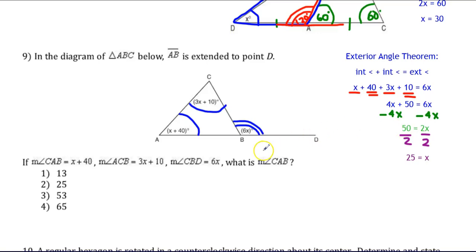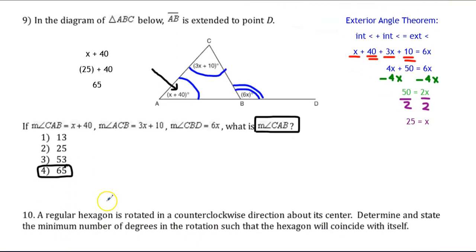All right, so I should be able to go over to, wait a second, it's not asking for the measure of x or the value of x. It's asking for what is CAB. And you know that CAB is this angle here, x plus 40. So we're going to substitute the value of x, which is 25, into the expression here, and we get that CAB is equal to 65. Not too bad. We're moving on to question 10.